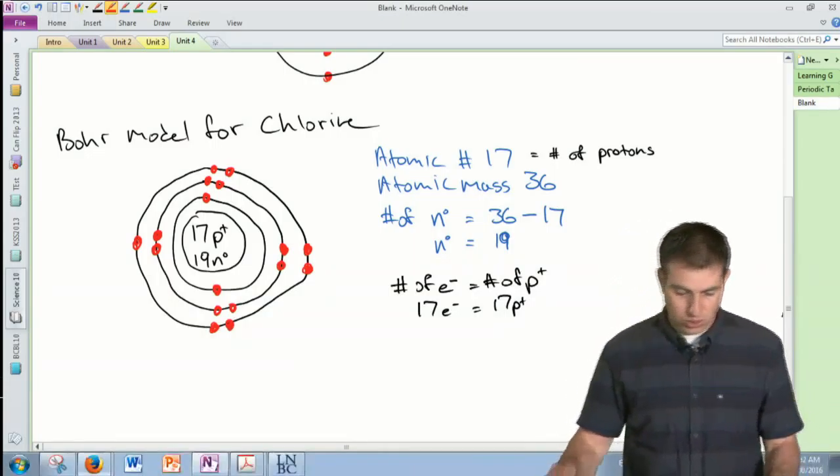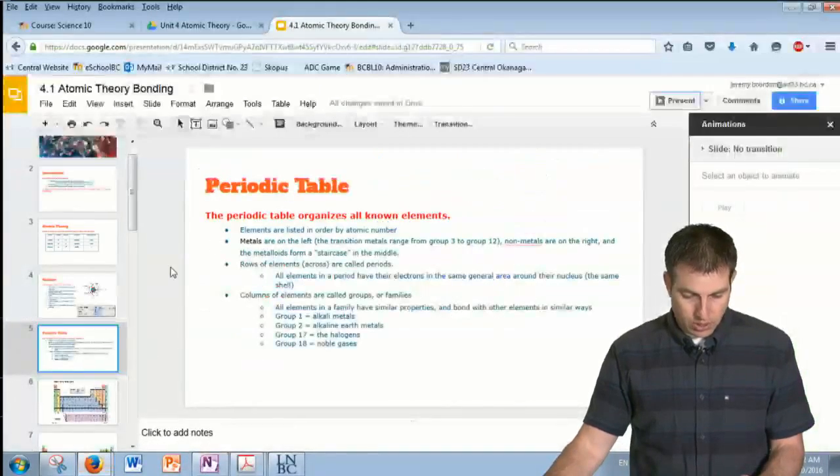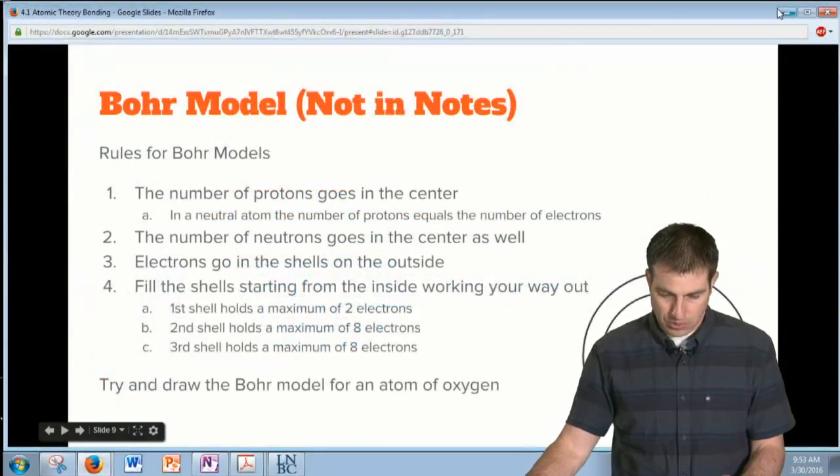Yeah, let's go back to those rules. Let's see if I can fire those up. So, periodic table, no. Let's try this. There we go.